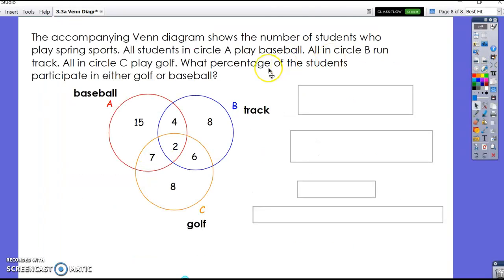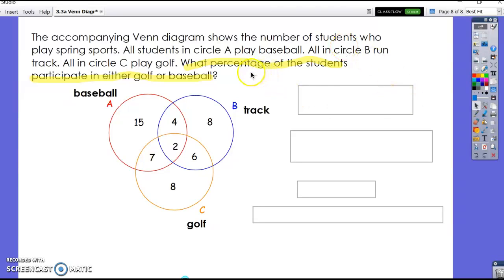Let's take a look at one last problem. So this Venn diagram's already filled out for us, so we just want to answer an extra question. Okay, so circle A is talking about the people who play baseball, circle B is talking about the people who run track, and circle C is talking about the people who are in golf. But we really want to answer the question, what percentage of the students participate in either golf or baseball? So they could participate in one, they could participate in all three, but they have to be in at least golf or at least baseball.